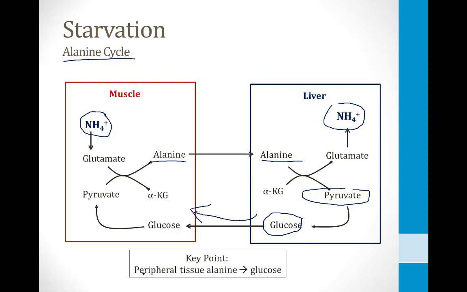So the key point here is that peripheral tissue alanine, alanine coming from muscle cells, is being used to generate glucose in the plasma to maintain the plasma blood sugar level during a state of starvation.